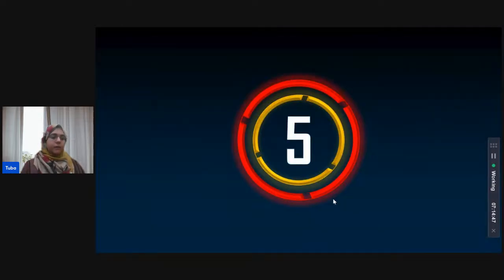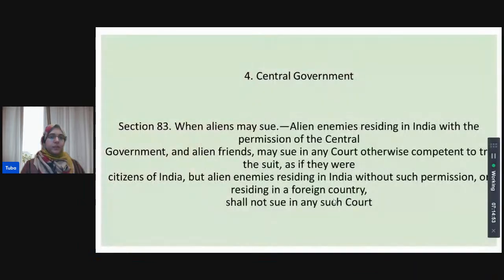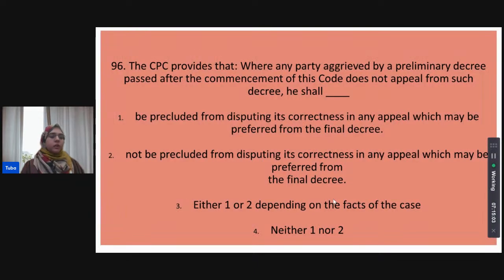Aditya thinks central government. Yash as well. Shaktisha as well. Let's see what the correct answer is. It is indeed the central government. So aliens can sue with the permission of the central government. And again, we also discussed this ambit. They may sue in any court which is competent to try the case.